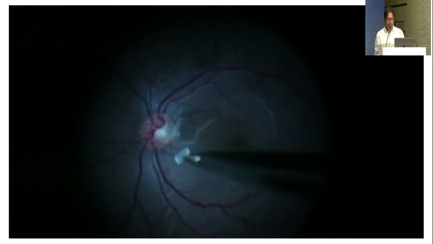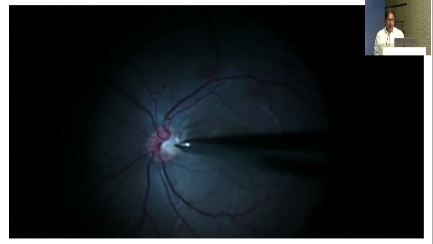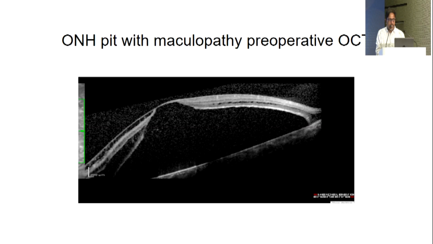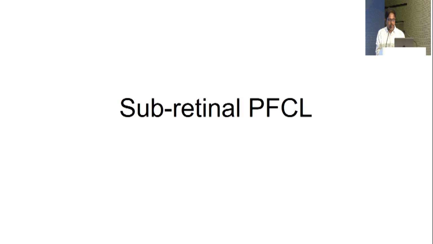I don't usually do ILM peeling in these cases where I'm going for a scleral graft, and then push the graft into the pit area. So this goes and plugs, and this is the OCT showing the pre and post resolution of the graft. You can see the graft sitting on the optic disc pit.